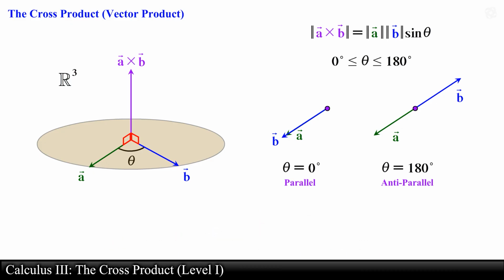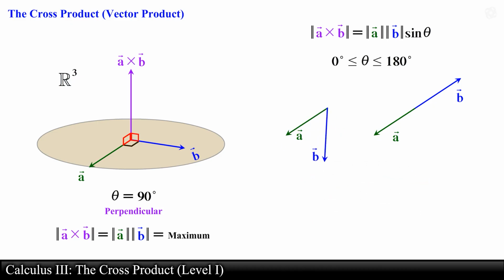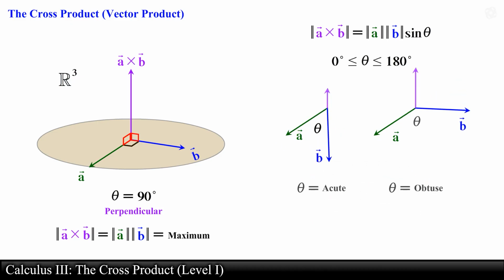When vector A and vector B are parallel, the magnitude of the cross product will be 0. In this case, it will be a minimum. When vector A and vector B are perpendicular, the magnitude of the cross product will be a maximum. When theta is an acute or obtuse angle, the magnitude of the cross product between vector A and vector B will be a fractional portion or percentage of the maximum magnitude.